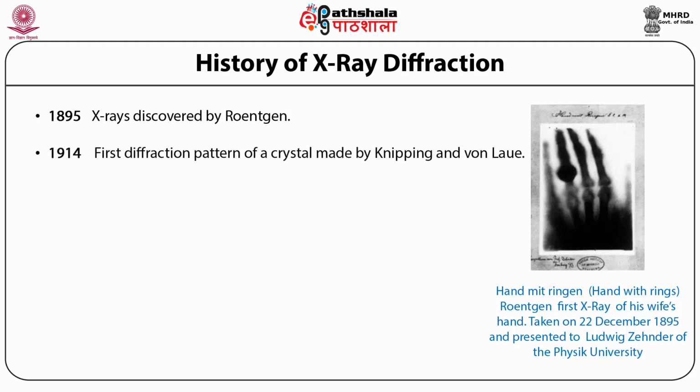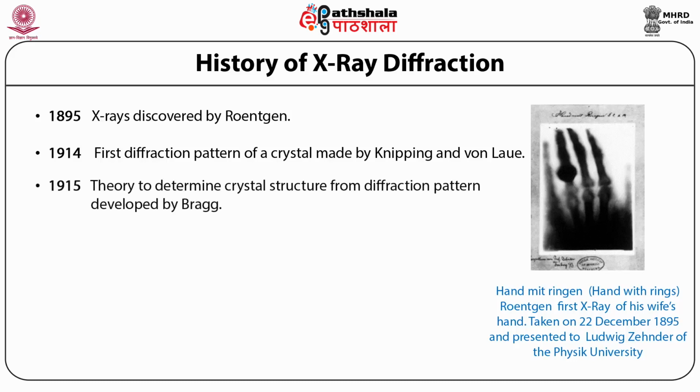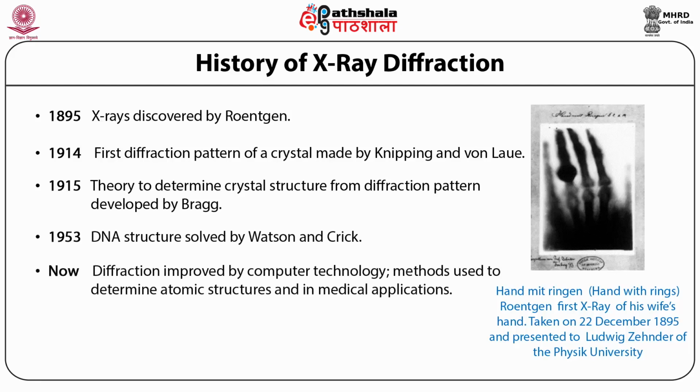Then in 1914, the first X-ray diffraction pattern of a crystal was made by Knipping and von Laue. After that, in 1915, Bragg developed a theory to determine the crystal structure from the diffraction pattern. In 1953, the DNA structure was solved by Watson and Crick. Nowadays, diffraction is improved by computer technology. Methods are used to determine atomic structures, and there is also a wide application of this technique in the medical system.